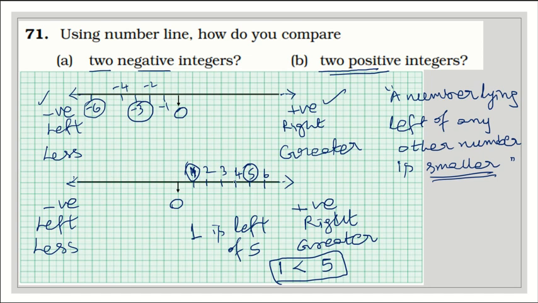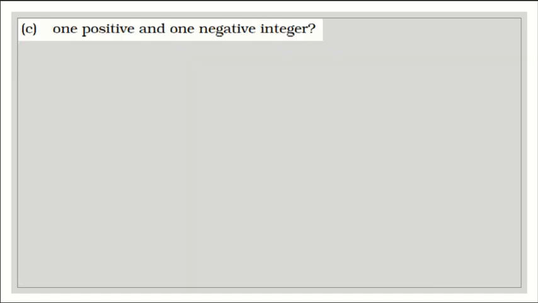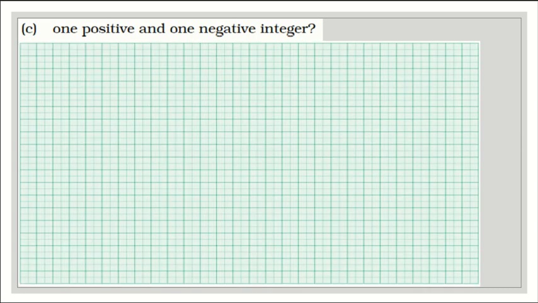Now, taking the same question further using a number line only, how do you compare one positive integer and one negative integer? For this, let us take a graph sheet for better understanding. I have taken a number line here. Again, it's a number line, so it is extended in both directions, and I marked the center of it as 0. Now I am comparing one positive integer and one negative integer using the number line.